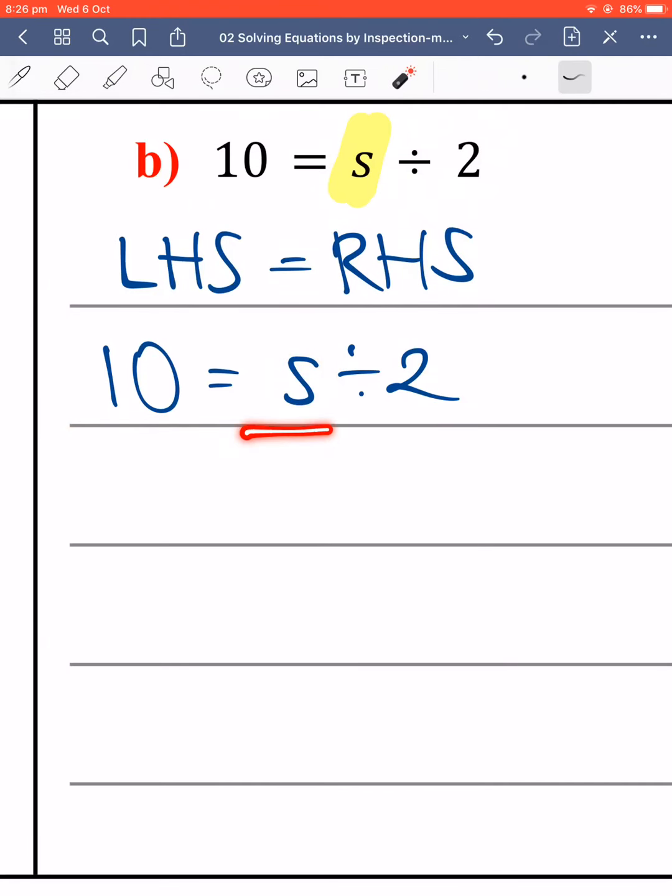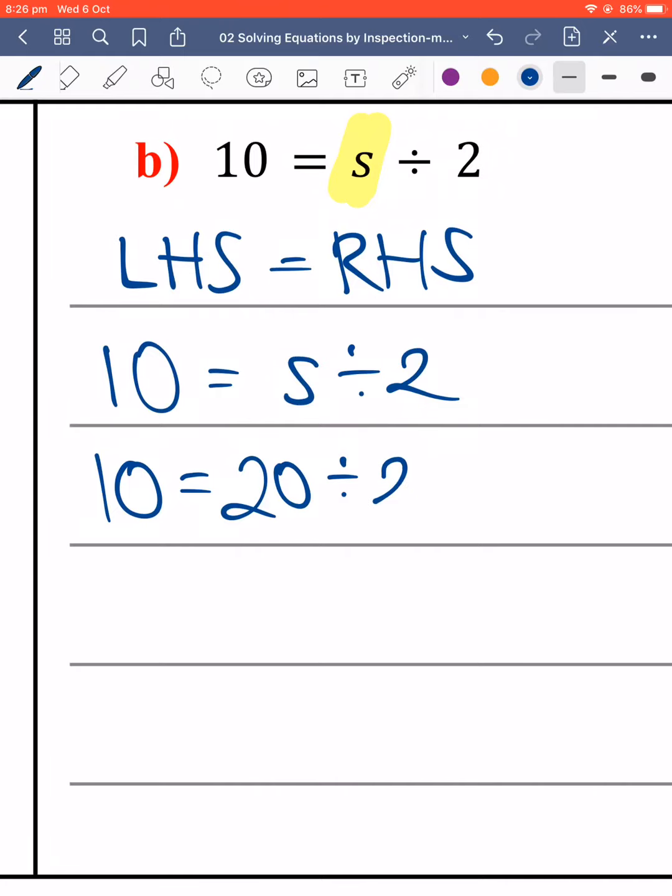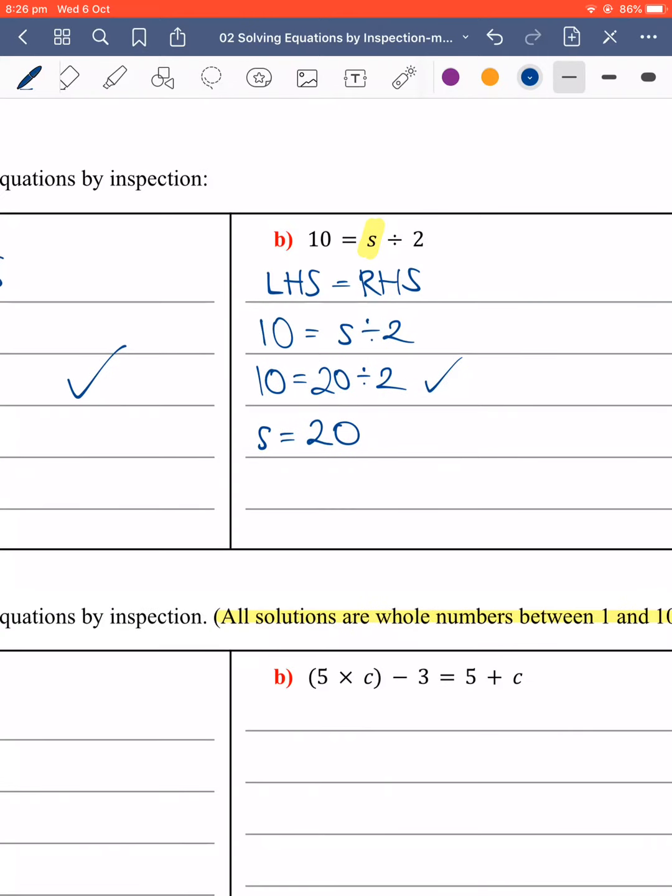So if I do maybe 10 divided by 2 equals 5. Nope, too small. Let's try maybe 20 divided by 2. That indeed actually equals 10. So our value for S, and again I can do this by substitution to double check. Yep, that's correct. So my value for S in this one is 20. And again, it's just that kind of trial and error.